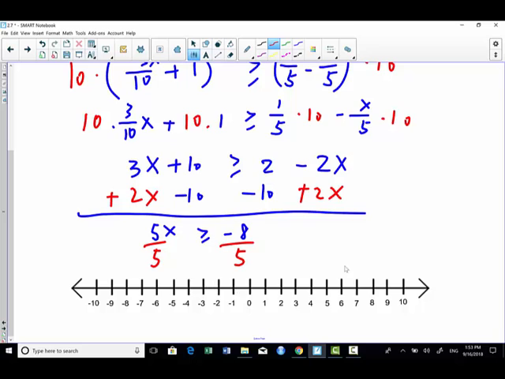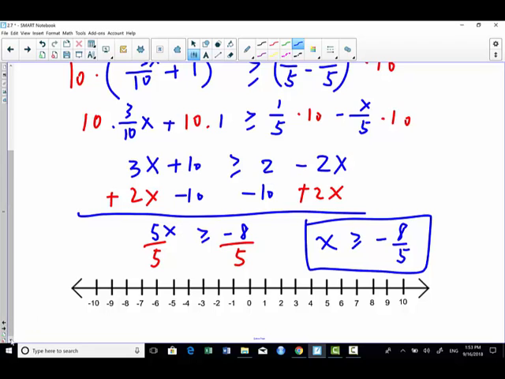So based on the positive multiplication property, you will not switch the symbol. So x greater than or equal to negative 8 over 5 is your solution set. To graph it, you can put negative 8 over 5 on the real number line first.